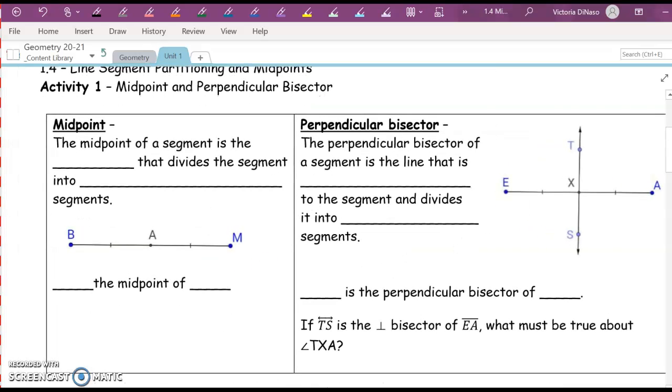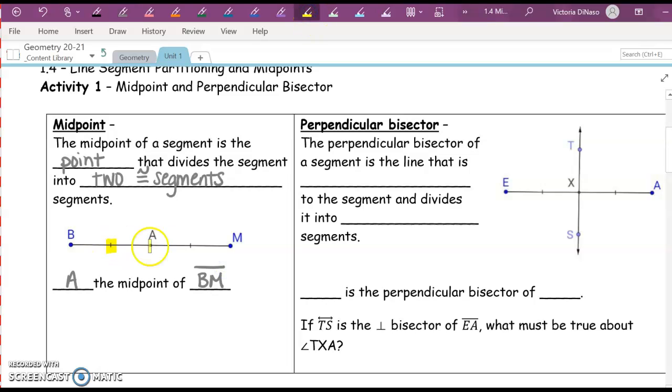The midpoint of a segment is the point that divides the segment into two congruent segments. So in this example, we have point A. So we would say that A is the midpoint of BM.